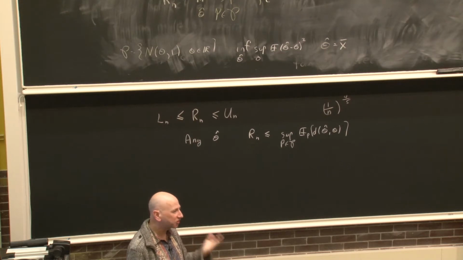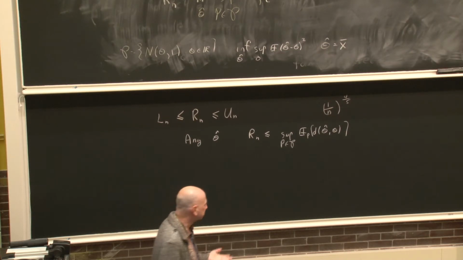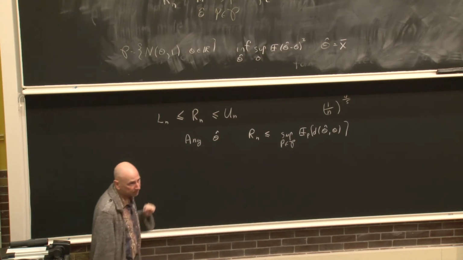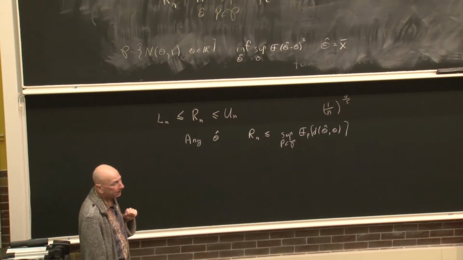Oftentimes, though, it turns out we've started with an estimator, and we think it's minimax. So we already have this, and we're just really trying to find the lower bound and see if it matches. But we'll see in an example how to do this.